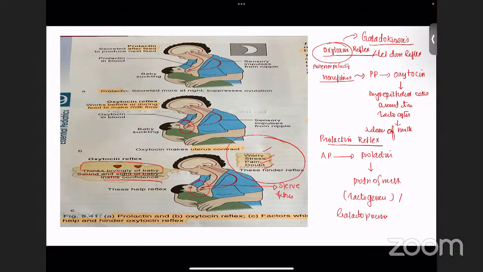So for the oxytocin reflex to work, the mother should start early feeding. That is the early initiation of feeding within 1 hour of life of the baby. The mother should do frequent feeding and night feeds. Early, frequent, night feeds. If this is followed, then oxytocin and prolactin will be released.